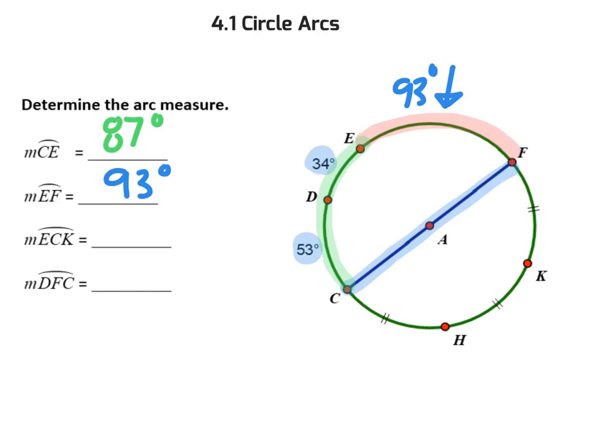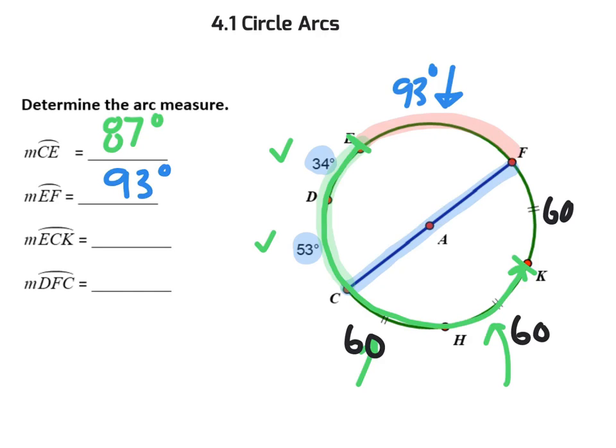Now the next one is arc ECK. Now that's a major arc that starts here and works its way along. Now the problem with this, I can add this and this. My problem is I do not know these measurements here. But I do notice that 3 of them make up 180. So they each must be 60, aren't they? So this would be a 60 and a 60 and a 60. So to get my answer of my arc from E to K through C, I would take 34, 53, 60, and 60. And if I was to add those together, I get 207, which is a major arc, which makes sense.